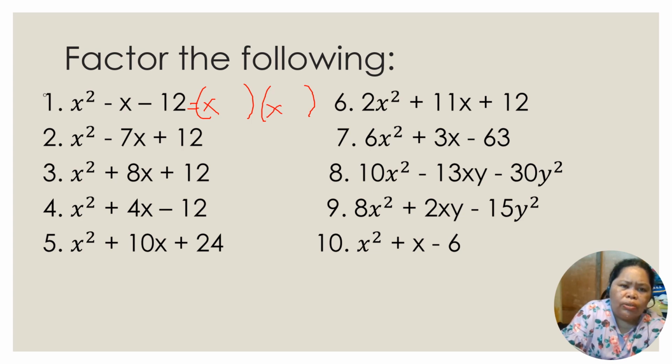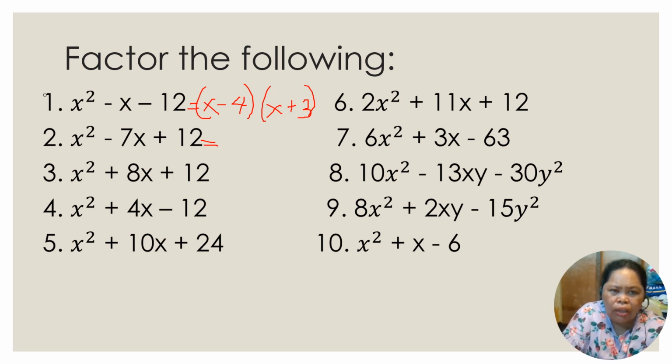So we have x. What are the factors of 12? Probably 4 times 3. The answer should be negative 4 and positive 3, because negative 4 plus 3 gives negative x. What about here? We have 12, so again both are negative.